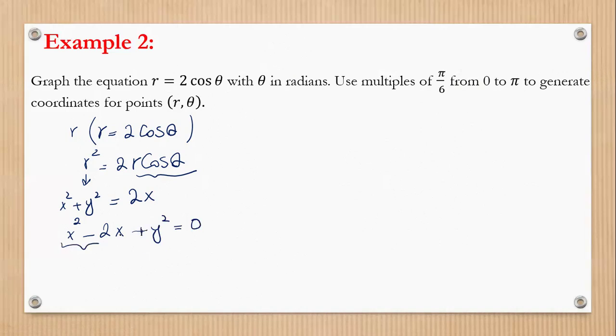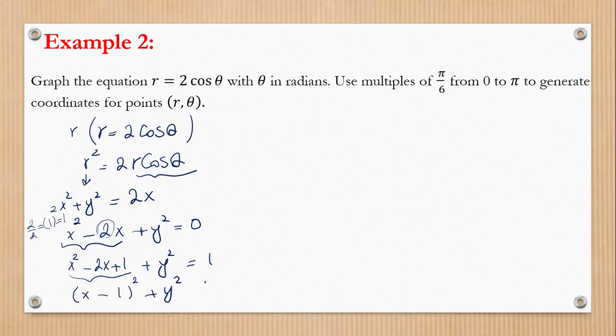I need to add something to these 2 terms and make a perfect square. And what we add depends on the number that we have in front of the x. If we have 2, we divide 2 by 2 and it gives me 1, and then I square it, and 1 squared is just 1. So we need to add 1 to both sides. And then these 3 terms make a perfect square, which is x minus 1 squared plus y squared, which is equal to 1. And as you see, in rectangular form, we also have an equation of a circle.